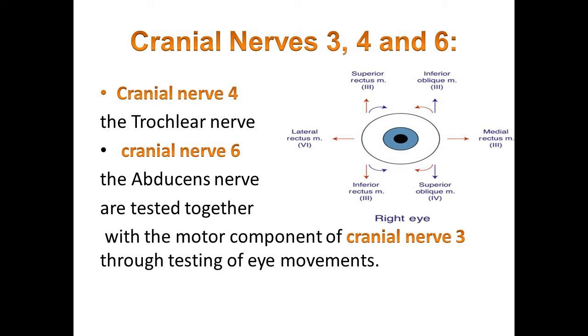Cranial nerves 3, 4, and 6. Cranial nerve 4, the trochlear nerve, and cranial nerve 6, the abducens, are tested together with the motor component of cranial nerve 3 through testing of eye movements. Cranial nerve 4 controls the superior oblique muscle, and cranial nerve 6, the lateral rectus. Cranial nerve 3 controls all other muscles of extraocular movement. Ensuring that cranial nerve 6 is intact is especially important in cases of suspected increased intracranial pressure. Due to its long length, cranial nerve 6 is often one of the first nerves affected as pressure increases.